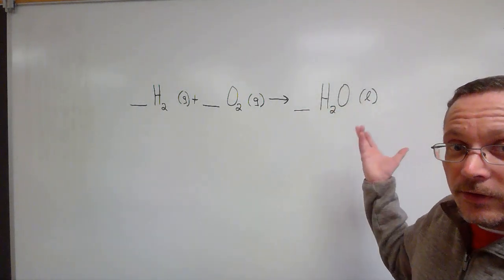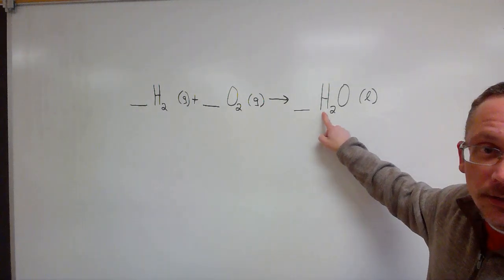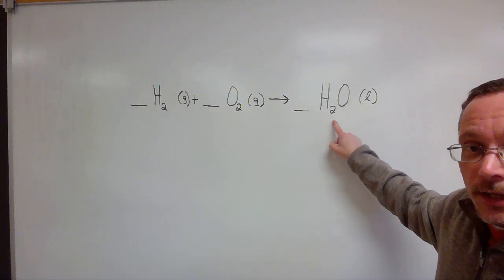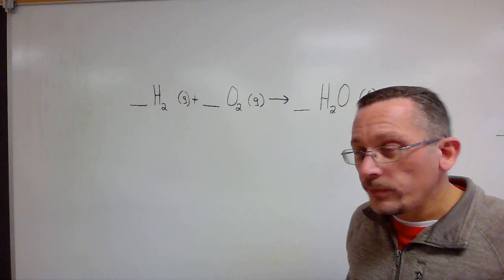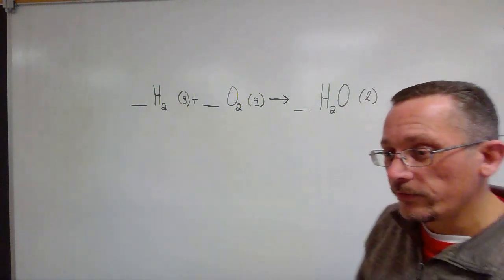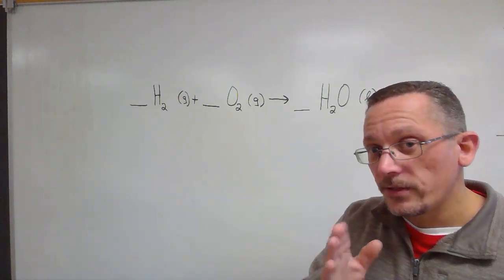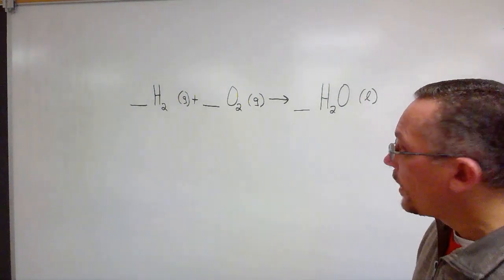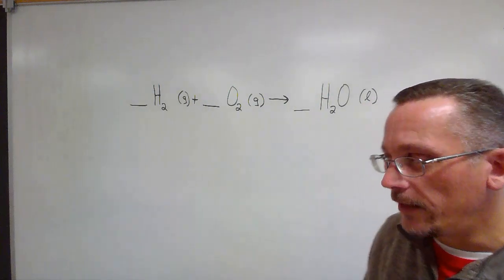How many of them do I have on the product side? Well, here are 2 hydrogen atoms on the product side. So this is promising to begin with. We have 2 hydrogen atoms over here, and we have 2 hydrogen atoms over here. That balances. They're the same. That's awesome. But now let's look at the oxygen atoms, okay?